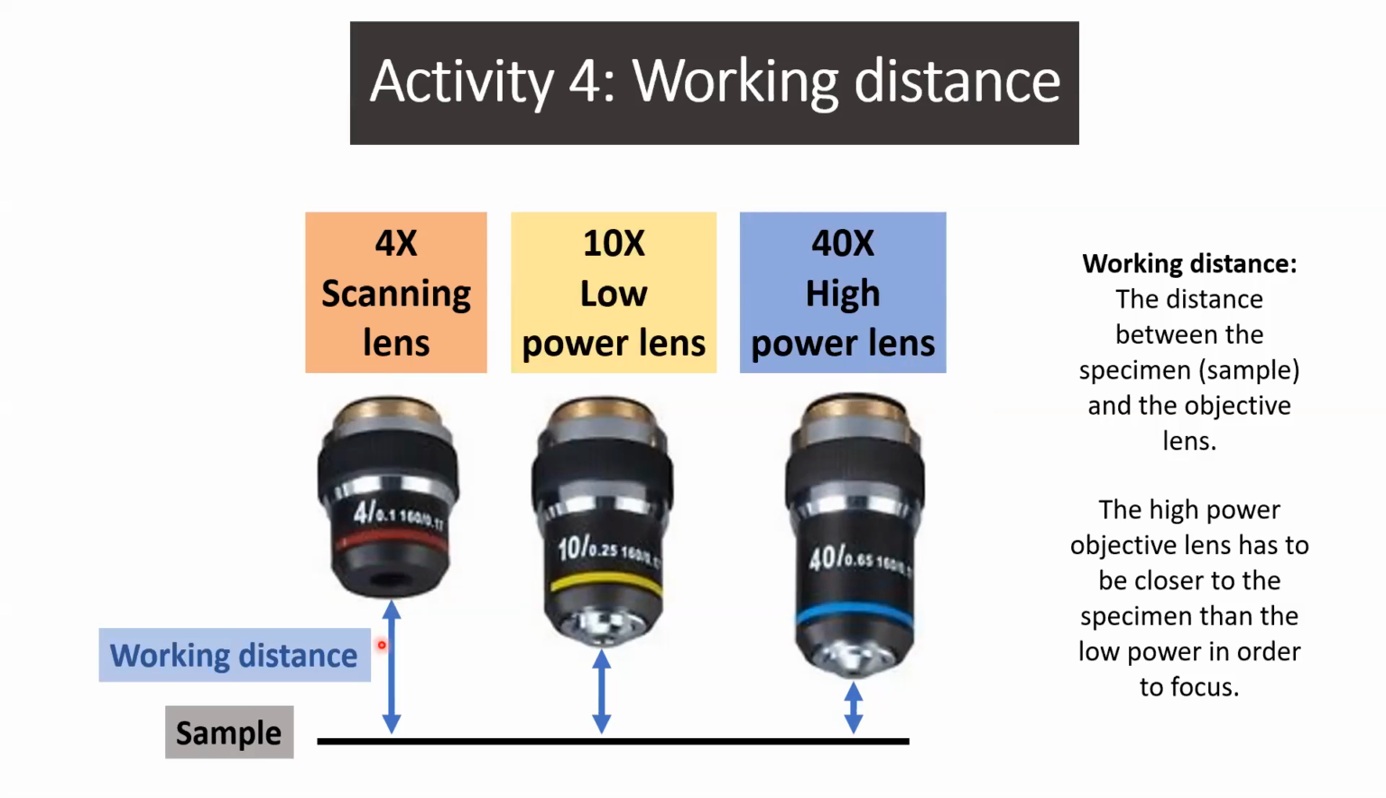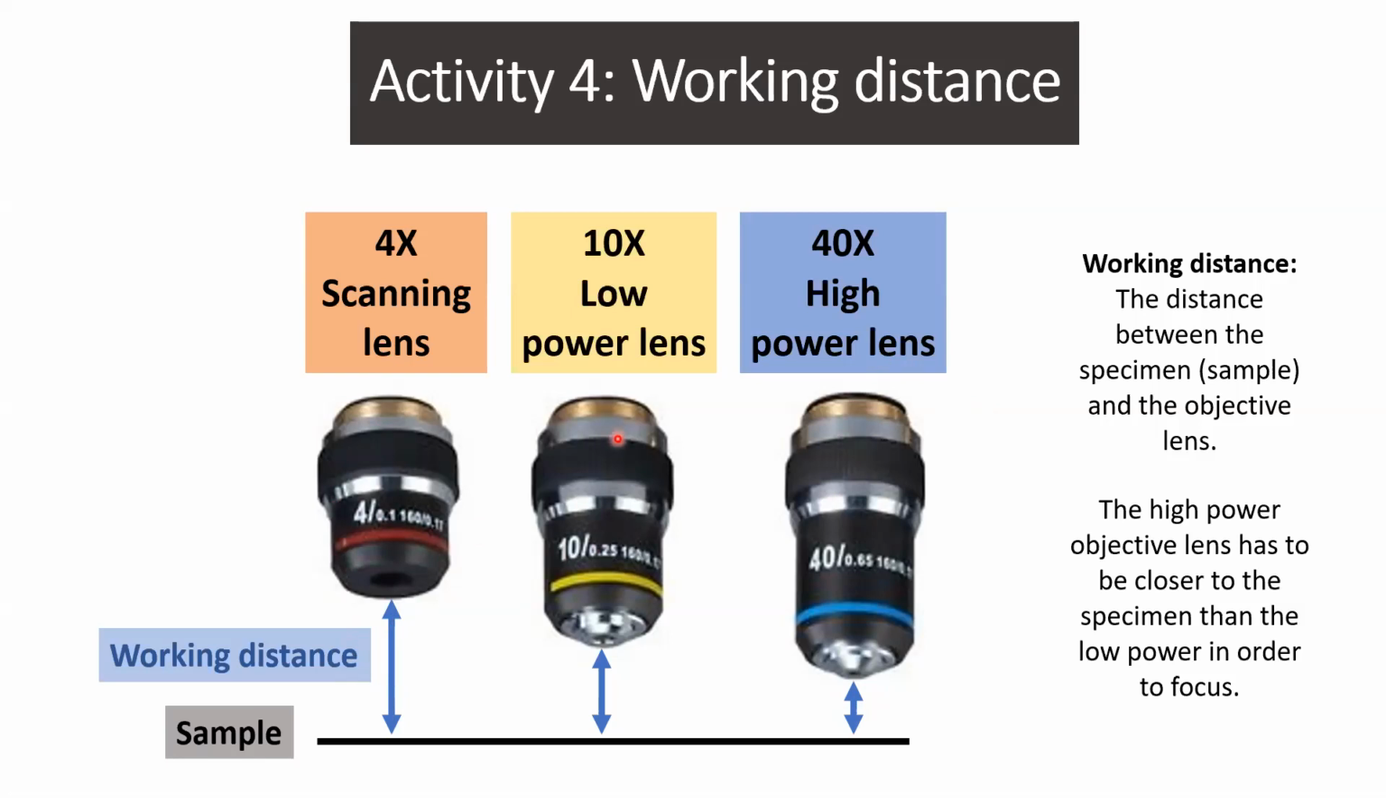This is really important when you're using a microscope, to be aware of your working distance, because when you are using your 4x objective lens, you can use your coarse adjustment knob to move your stage up and down because you have a greater working distance.